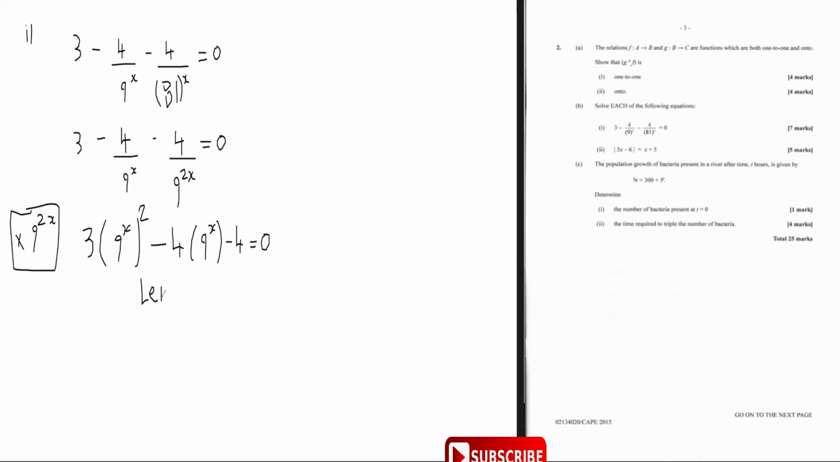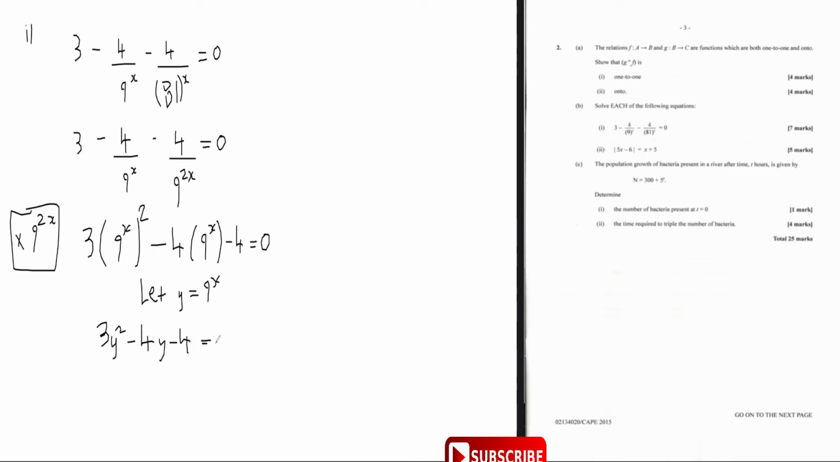Now what you can do is call that y. You don't have to call it y, you can just factorize it. But let's say you prefer to call it, let y be equal to 9 to the x. You can do that. And so you're getting 3y squared minus 4y minus 4 is equal to 0.